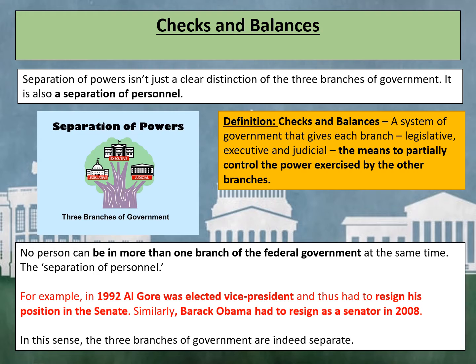No person can be in more than one branch of federal government at the same time, the separation of personnel. For example, in 1992, Al Gore was elected vice president and therefore had to resign his position in the Senate. Similarly, Barack Obama had to resign as senator in 2008. In this sense, the three branches of government are indeed separate.